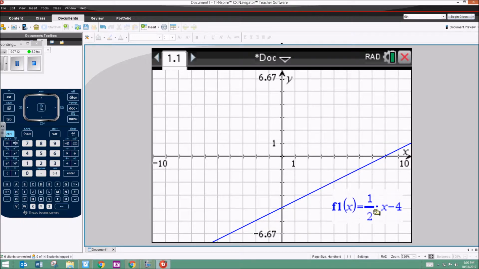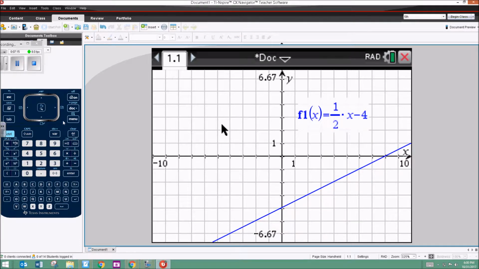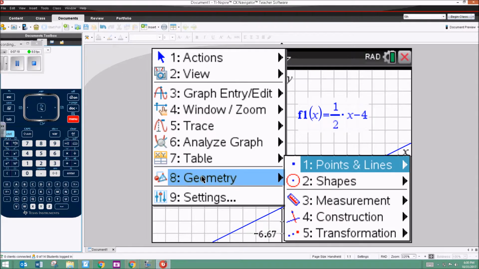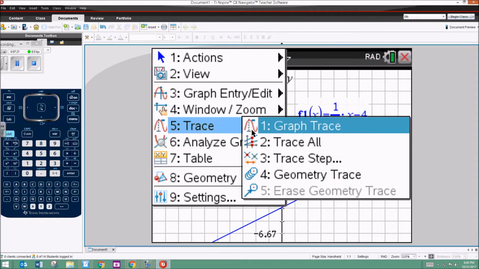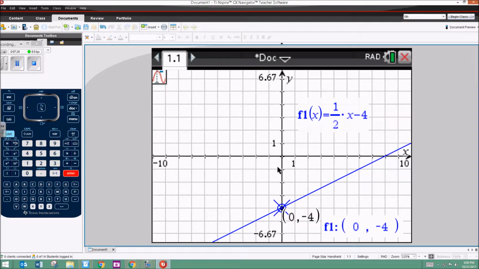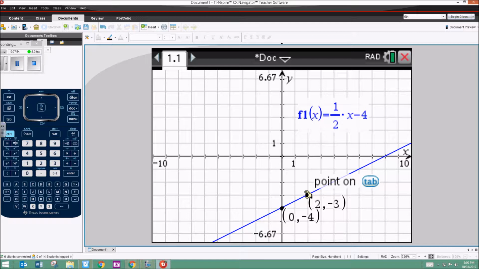All right. And if we look at the point 2, negative 3, I'm going to go ahead and put it on here. Let's use graph trace. All right. There it is. Look what happens. Press enter. You can't really see it there. There. So look at that. This is the y-intercept. Look at 2, negative 3. If I go up 1 and over 2, I end up at 2, negative 3. So negative 3 is on the line.